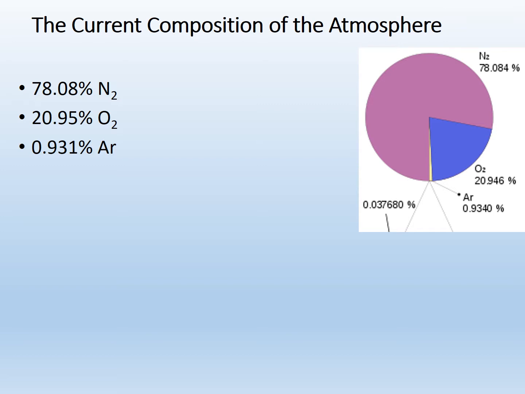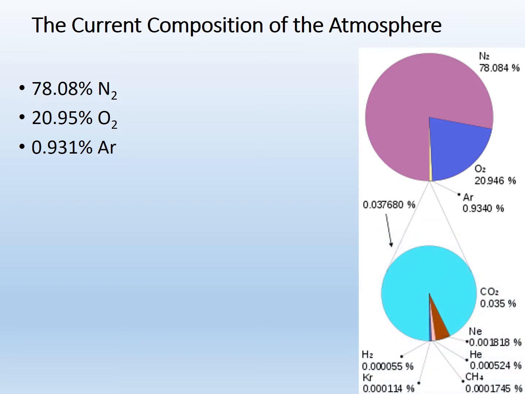The current composition of the Earth's atmosphere is about 78% nitrogen, 21% oxygen, and just under 1% argon. Then there is a series of trace gases, and the most important of those is carbon dioxide. Carbon dioxide is in small quantities, but is critically important, of course, because it's used in photosynthesis and is a powerful greenhouse gas.